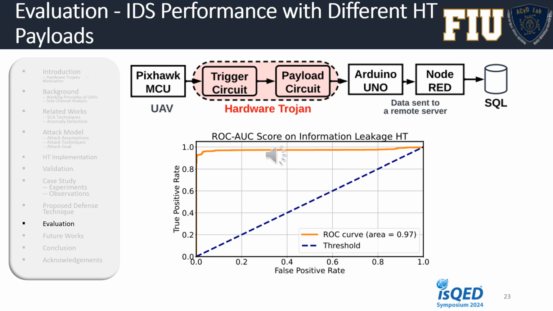And as you can see, we have the ROC AUC score on the information leakage hardware Trojan. We basically tested the output of our performance using the IDS, and we could see that it performed very well. It had a good true positive rate ROC curve. The ROC curve is 0.97, which is very good.